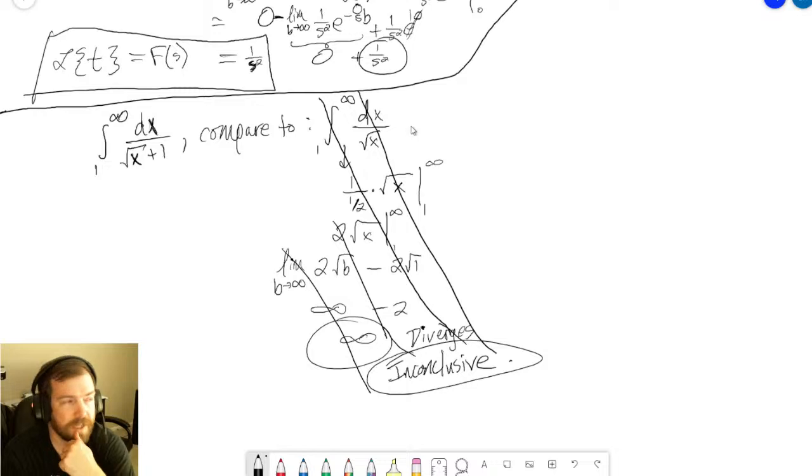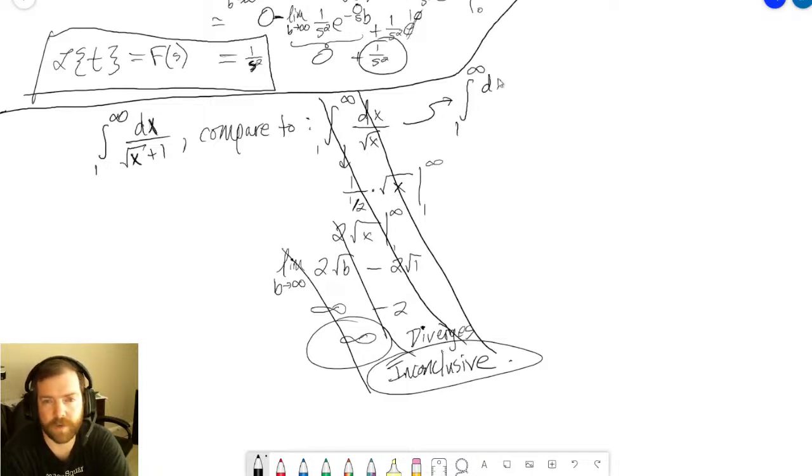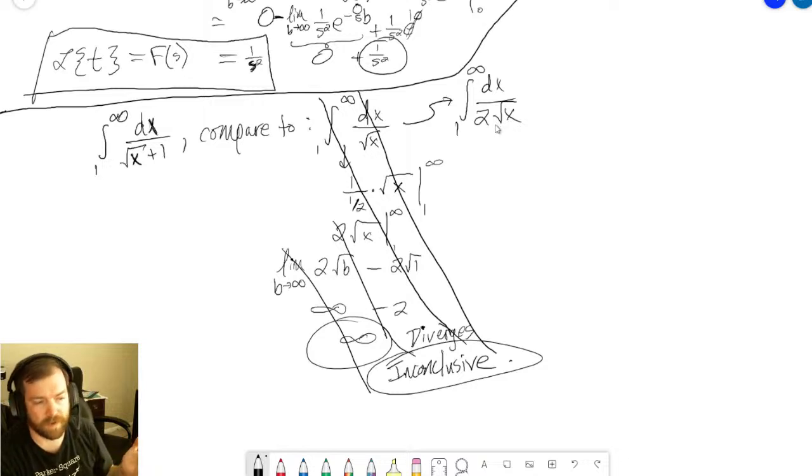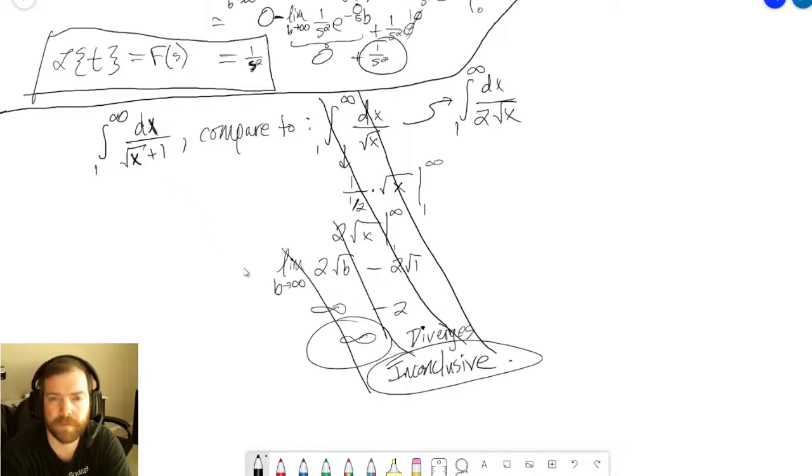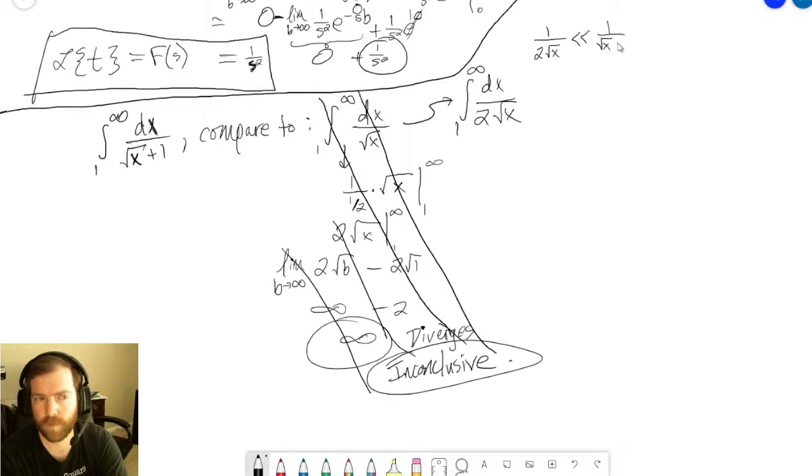So in this case, what's going to be easy that we can do to find something out? Actually, I didn't need to cross all this out. We could have taken the integral from 1 to infinity of dx over 2 square roots of x. 1 over 2 square roots of x will always be smaller than 1 over root x plus 1, at least from 1 to infinity.